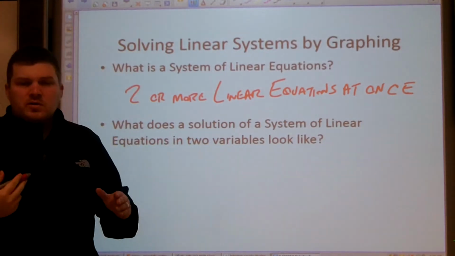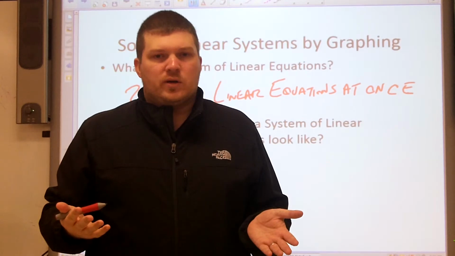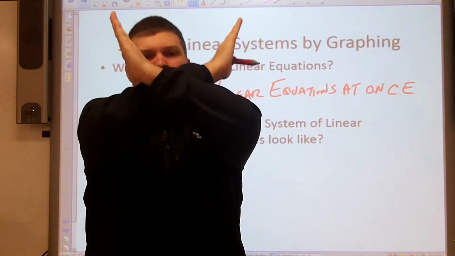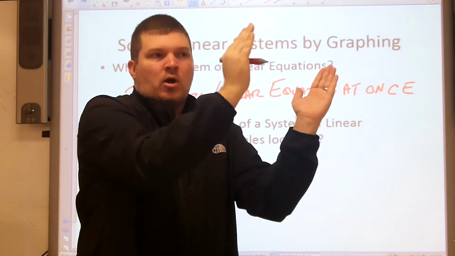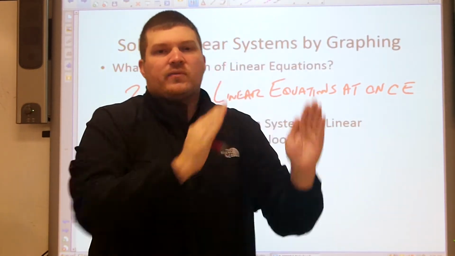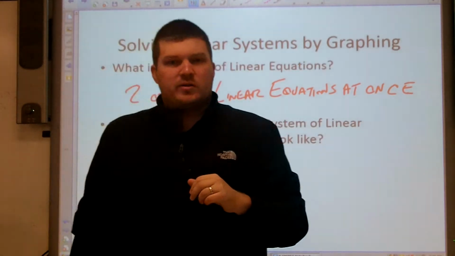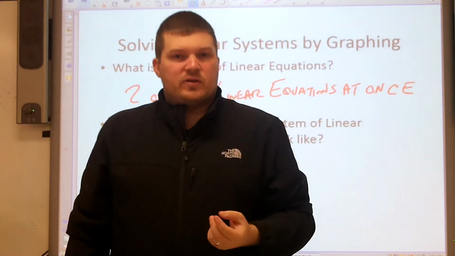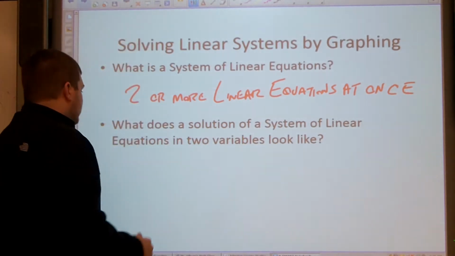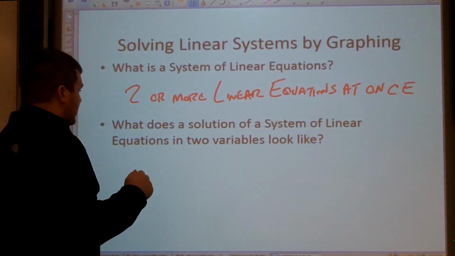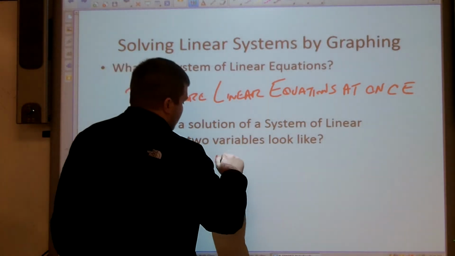And then a solution, what does a solution look like? Well, we have lots of possibilities. Let's just pretend we have just two equations. Okay? Well, we know the lines can cross at exactly one point. They can be parallel and cross at no points, or they could be sitting on top of each other and cross at an infinite number of points. Fortunately, a solution to a system of linear equations is just the set of intersection points. So if it crosses at one point, then there's one solution. So we're looking for the set of intersection points.